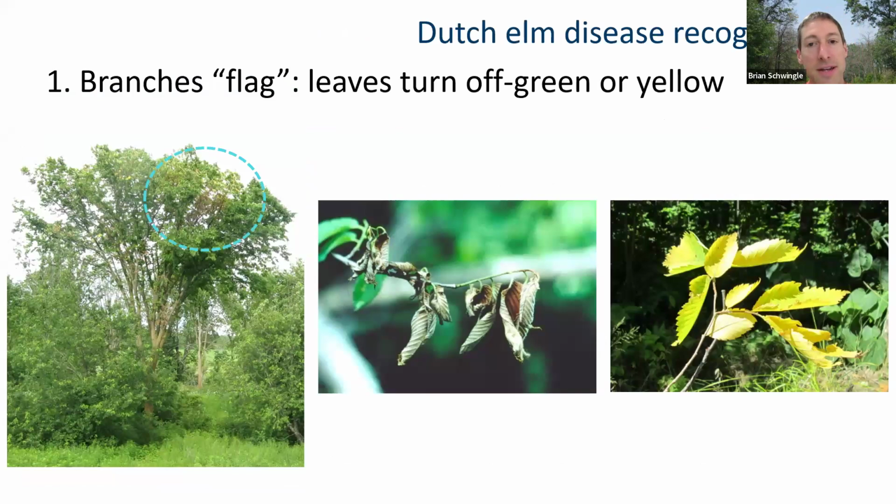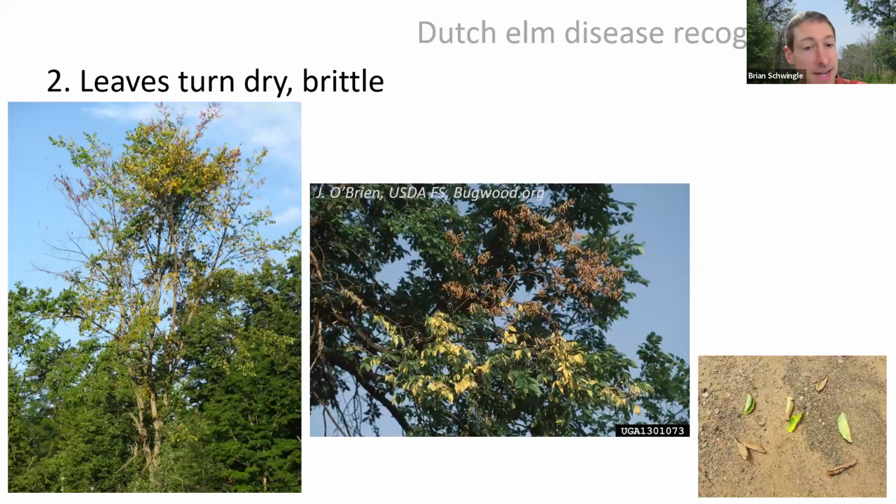So this is how you recognize Dutch elm disease. You basically get one or two branch flagging. You'll read that term on websites or hear professionals mention that your tree is flagging. What that means is your branch is wilting and the leaves on it are turning color. The leaves turn off green and then yellow and then kind of crispy brown. And sometimes you get pretty heavy leaf drop.